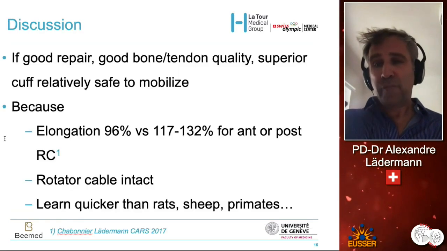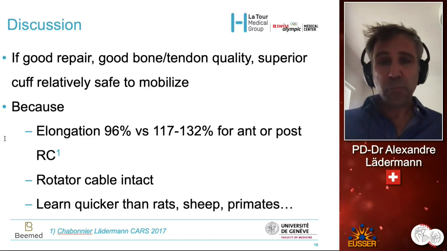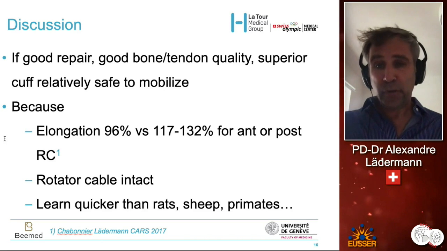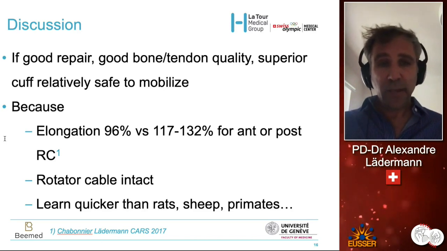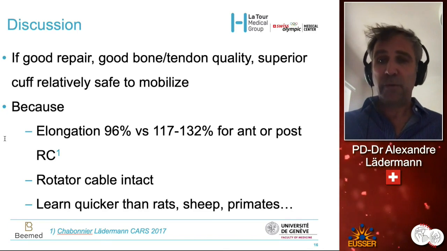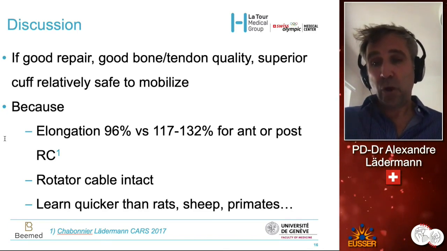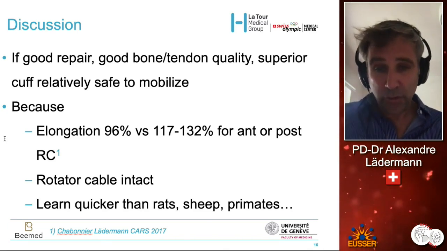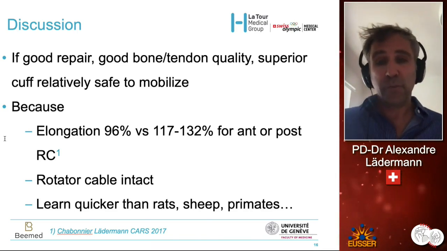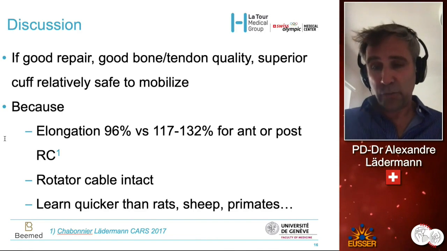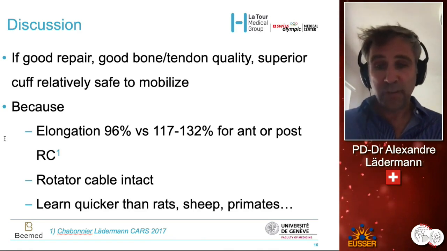So if you have a good repair, good bone, good tendon quality, and you repair a superior cuff, it's relatively safe to mobilize your patient immediately after the surgery, because there is always shortening versus lengthening if it's an anterior or posterior cuff. The second point is that the rotator cable is intact.